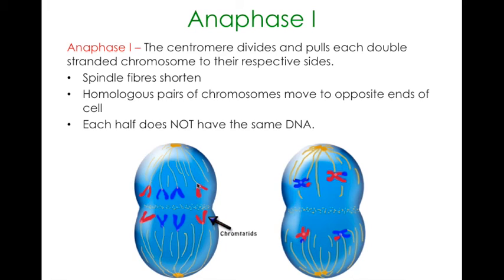In mitosis, it was one half going to one end and the other half going to the other end. In this case here, the whole chromosome moves to the opposite sides, and then it moves again to the opposite sides there. So this half here is now genetically different from this half here because of the crossing over and recombination factor.